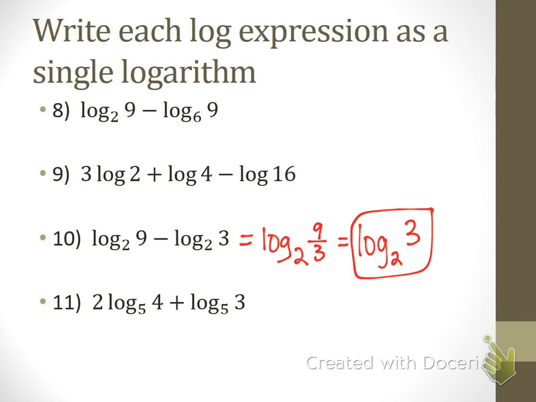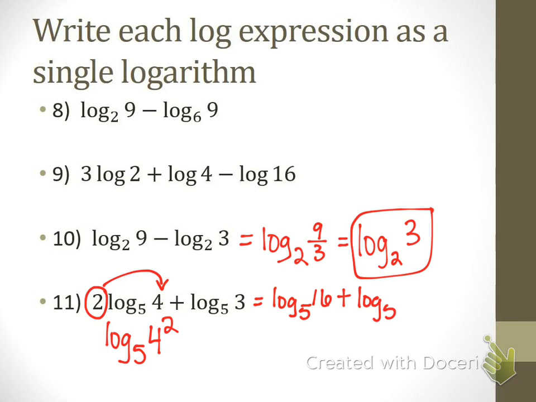Power, good. So if we're using the power rule, the 2 that was a coefficient on a log goes where? To the power on the 4, an exponent on the 4. So this changes to be log base 5 of 4 squared, which is 16. So log base 5 of 16 plus log base 5 of 3.